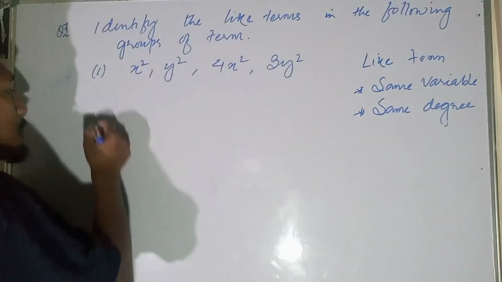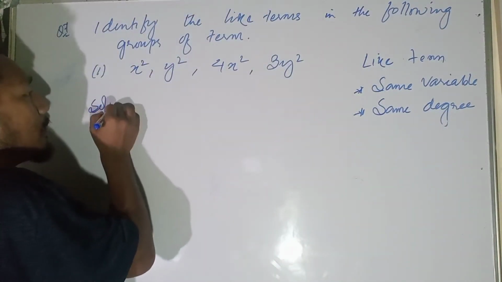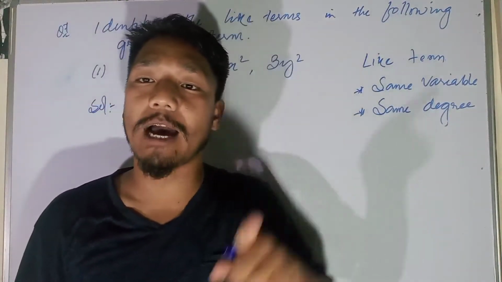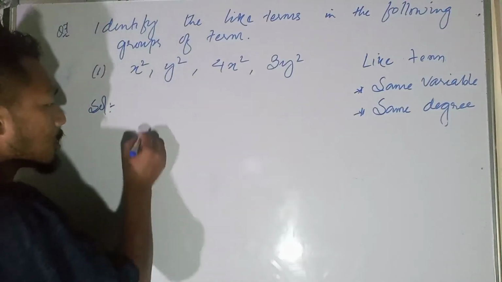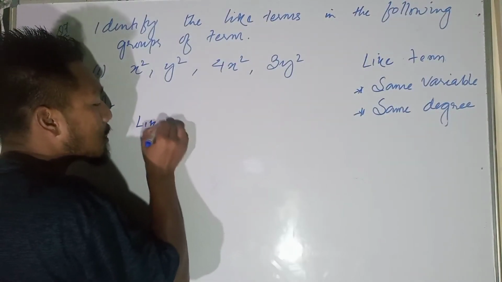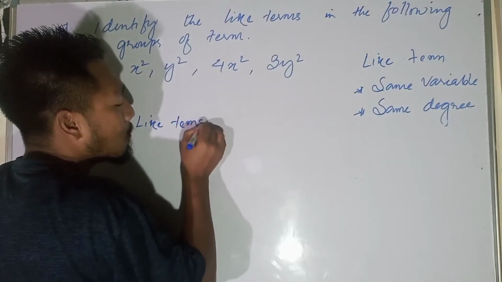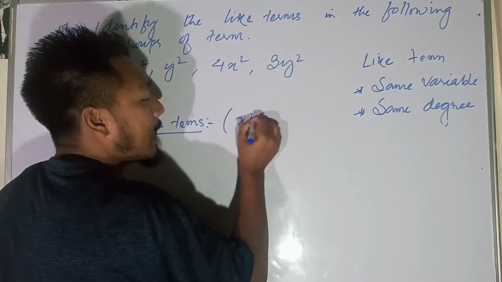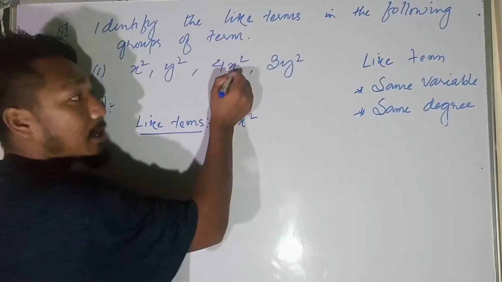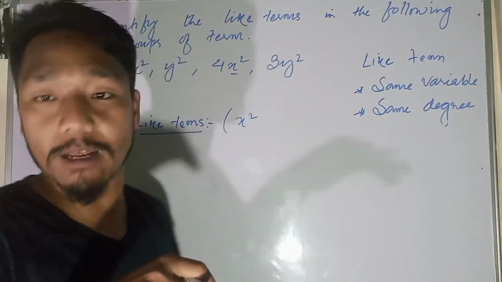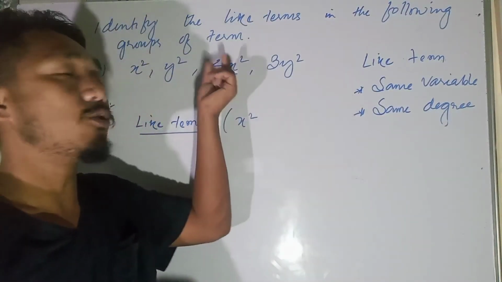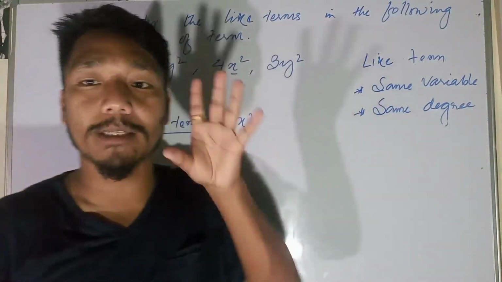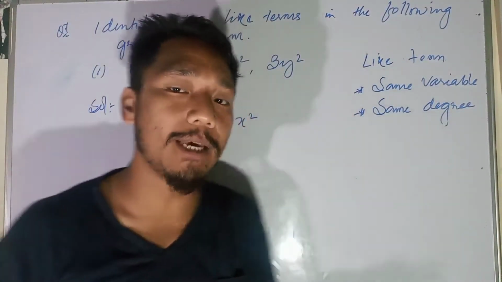So here you see our solutions. Number 1: we have x squared, y squared, 4x squared, and 3x squared. We have to identify what the like terms are. The first one is x squared. Do we have any other x squared? It doesn't matter about the numerical values, whether the number may be 10, 20, 30. The whole thing is that their variables should be the same.